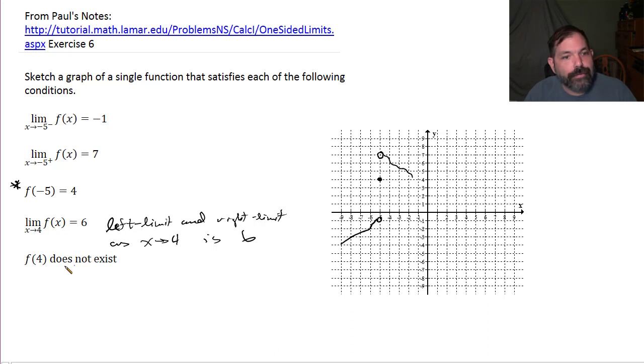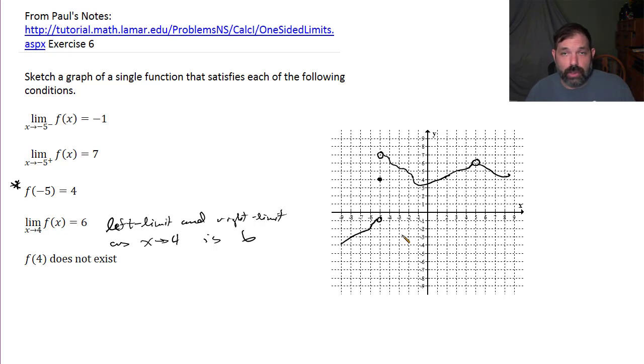However, f of 4 does not exist. So I can't put a solid point at 4, 6. I must put an open point at 4, 6. But my curve has to approach that on either side. And I'll just go ahead and connect here in the middle. So here is a function that meets all of those conditions.